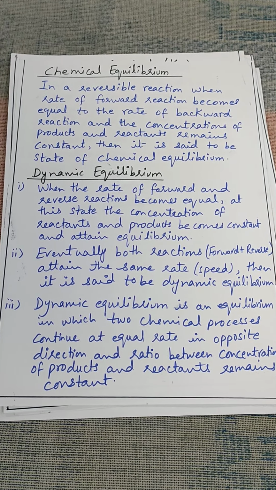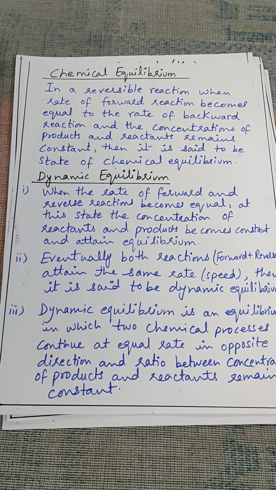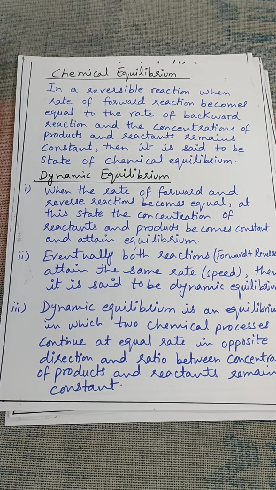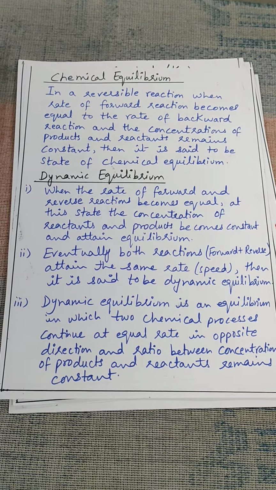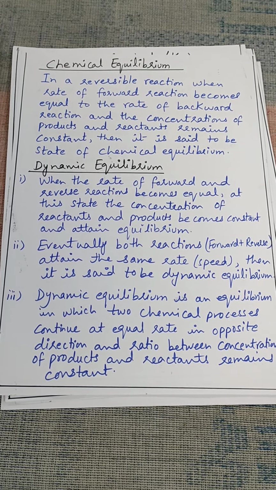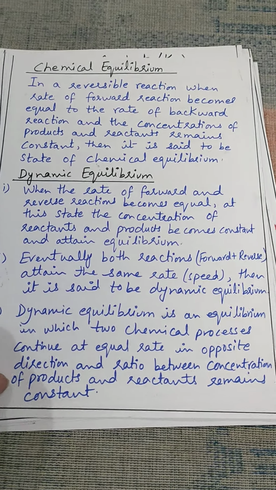So dynamic equilibrium is an equilibrium in which the two chemical processes continue at the same rate in opposite directions, and the ratio between the concentration of the products and the reactants remains constant.